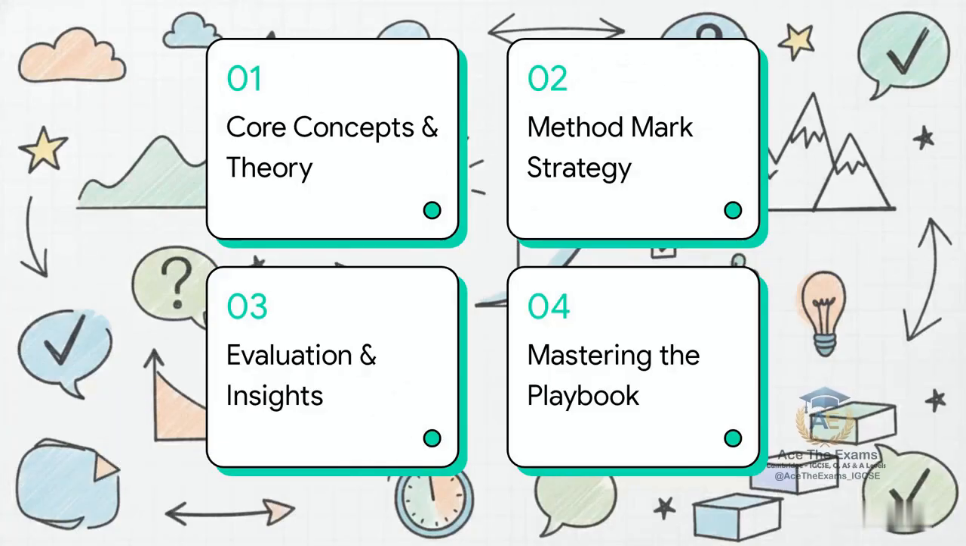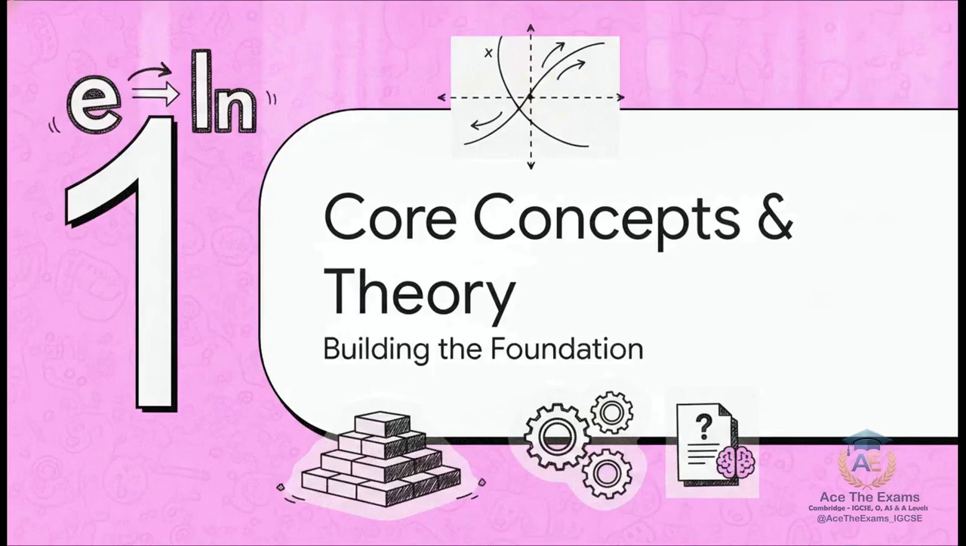All right, let's quickly run through our pre-flight checklist. We've got 5 waypoints. 1, the 15% opportunity. 2, core concepts and theory. 3, the method mark strategy. 4, procedural framework. And finally, waypoint 5, top examiner warnings. Let's initiate the launch sequence. Waypoint 2, core concepts and theoretical architecture. We are building the foundation of this spacecraft right now.